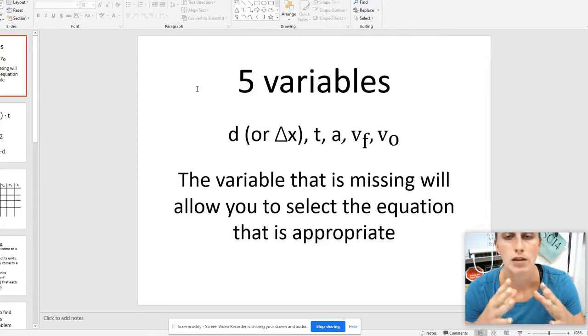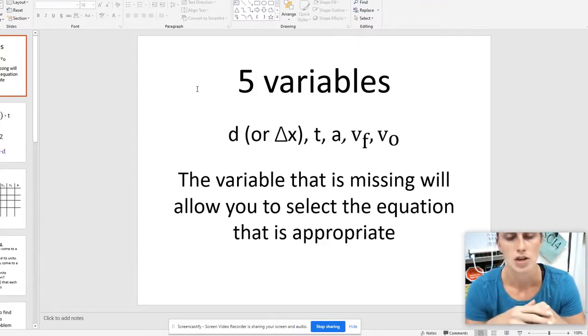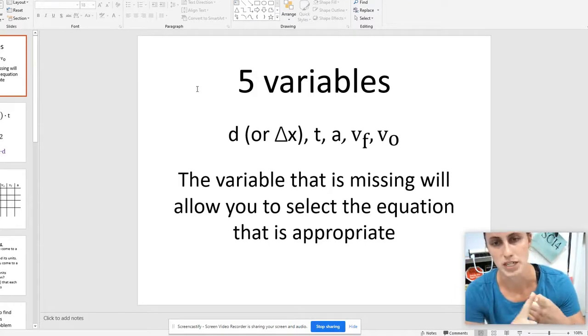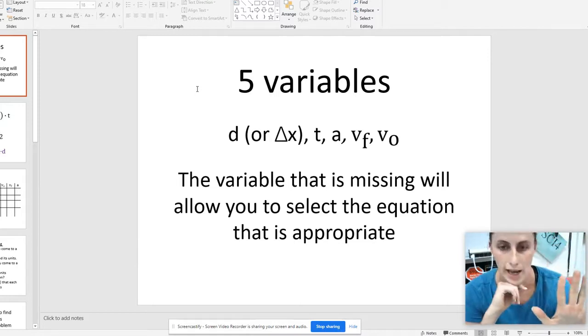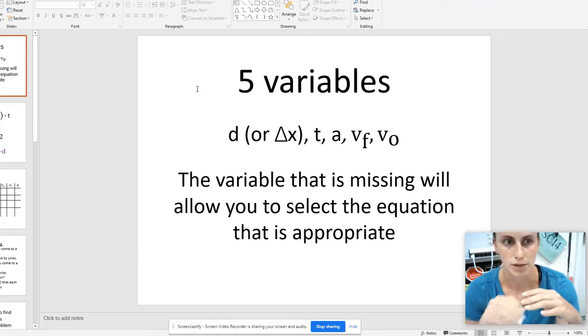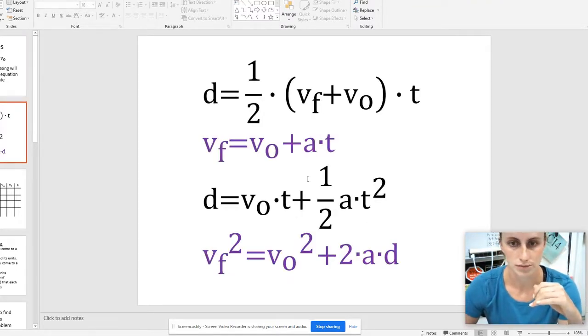When talking about kinematic equations, we are going to be focusing on the 5 variables. We have a displacement, which is represented by d, or delta x. We have time, we have acceleration, final velocity, and initial velocity. The variable that is going to be missing out of those 5 variables will allow you to select the equation that is appropriate. Let's take a look at the kinematic equations.